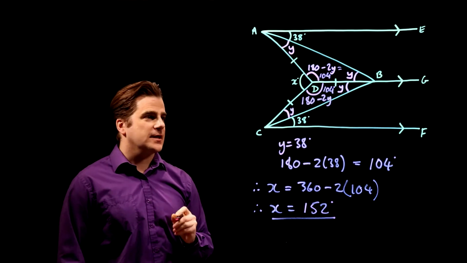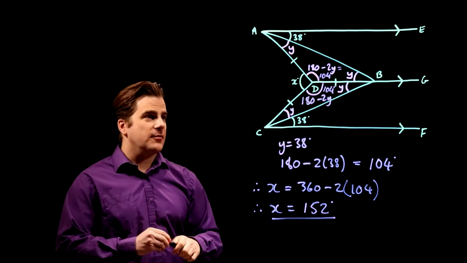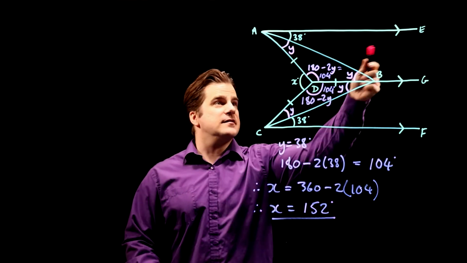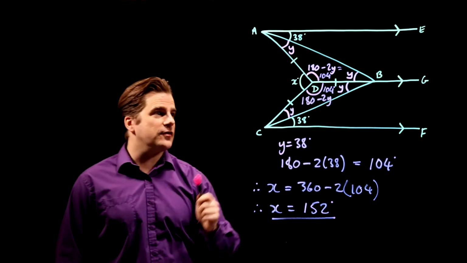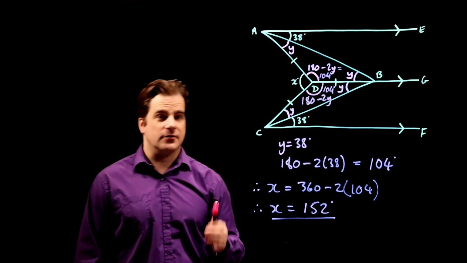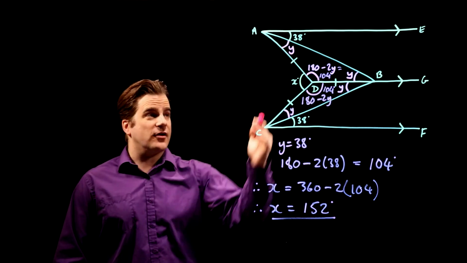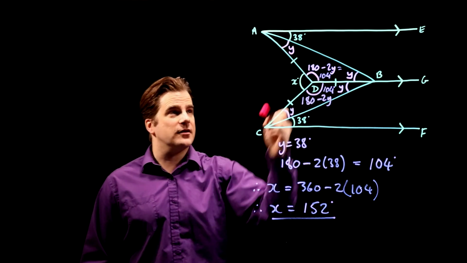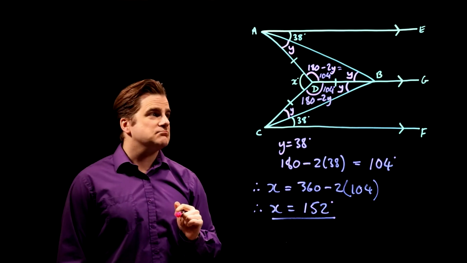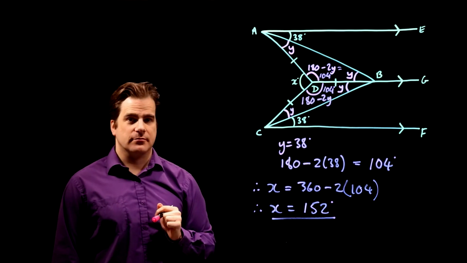Boom! There we go. So remember, Z angles, very useful. Isosceles triangles, got to know that. And angles in a triangle add up to 180, angles in a circle add up to 360. Yeah, and you can solve it.